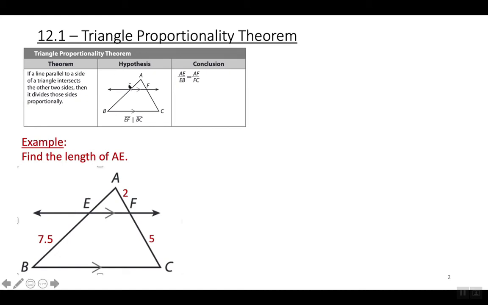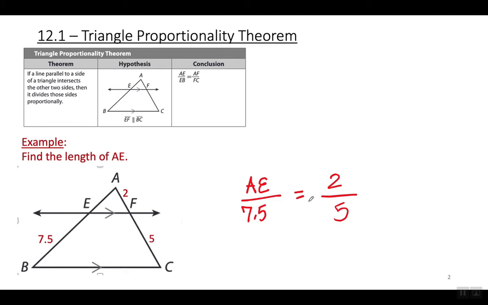It's a very simple proportion, right? This top part over this bottom part equals this top part over this bottom part. All right? So for example, I added some numbers here. Let's say you have to find the length of segment AE, which is this part right here. I would just create a proportion, the same relationship that it says right here. I would put AE over the bottom part, which is segment EB, and in this case it measures 7.5, equals AF, which in this case is 2, over the bottom part, which in this case is 5.